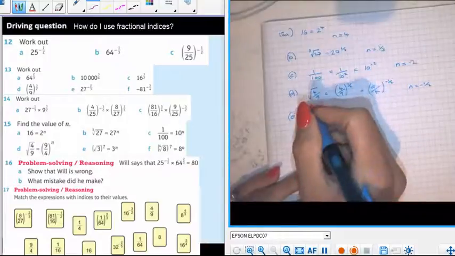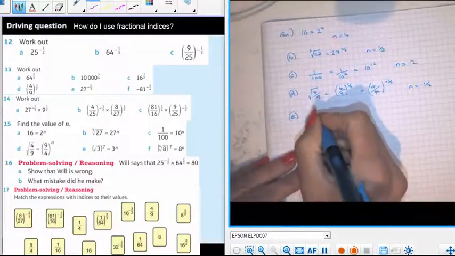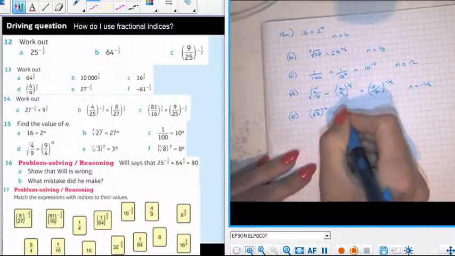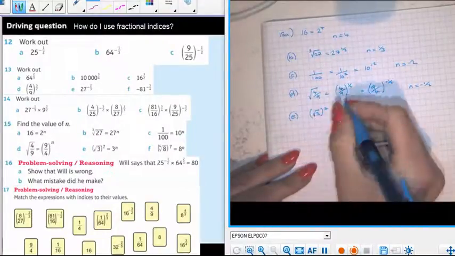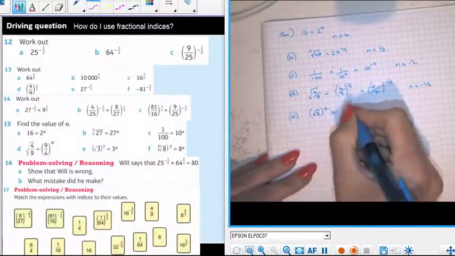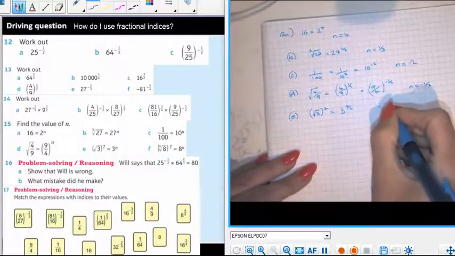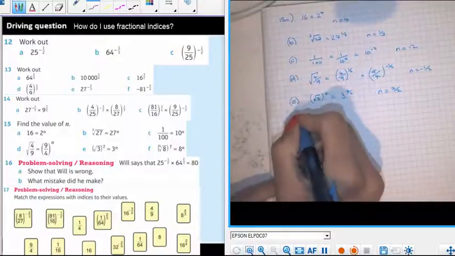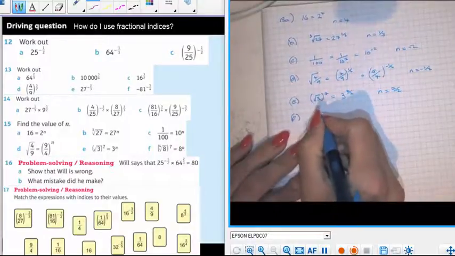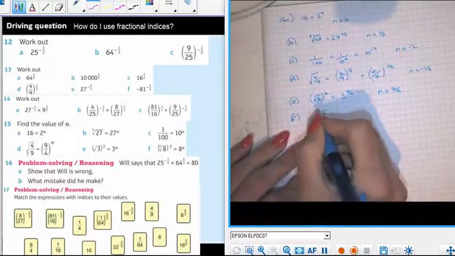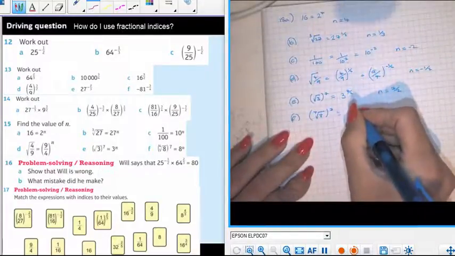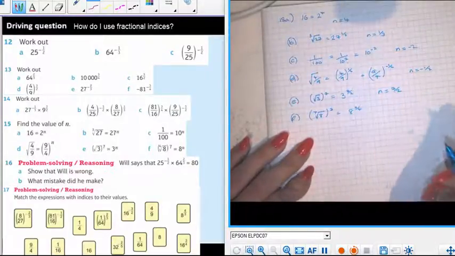E. The square root of 3 to the power of 7 equals 3, we square rooted, and raised to the power of 7, so 7 over 2. F. The fourth root of 8 to the power of 7 equals 8 to the power of 7 over 4.